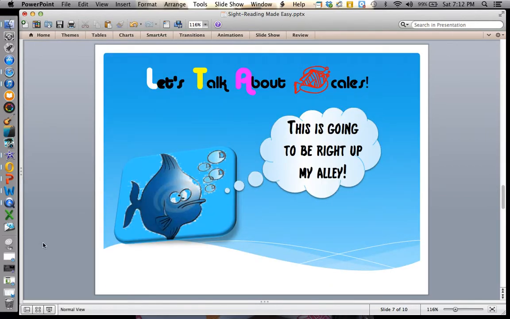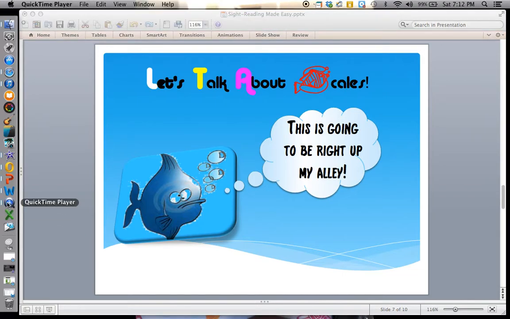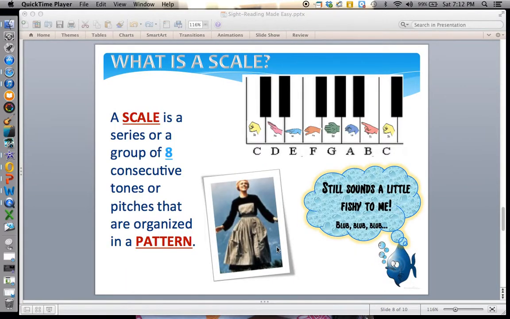Let's talk about scales now. And I hope this is going to be a whole lot easier for you. You'll be able to understand a little bit more. So what is a scale? A scale is a series of 8 consecutive tones or pitches that are organized in a pattern.